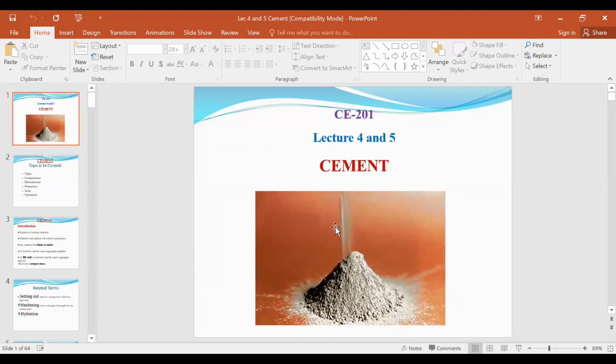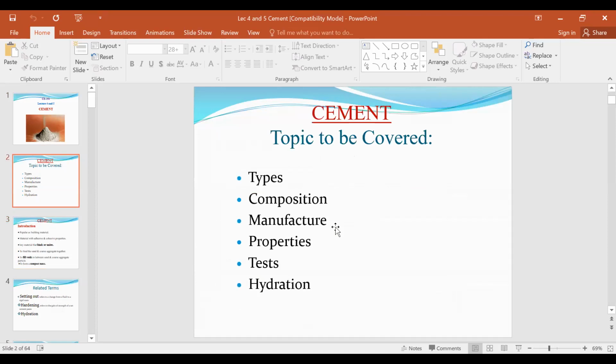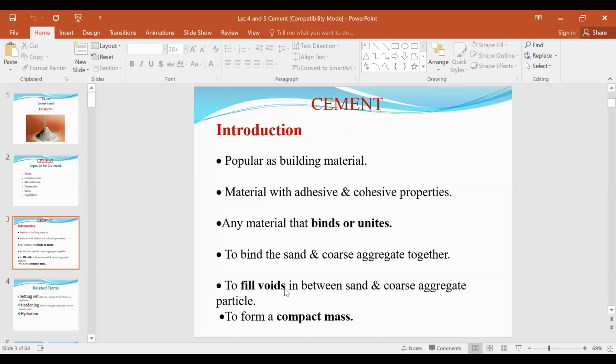That is the first slide of cement, lecture 4 and 5. We will be talking about lecture 4, and these are the topics which will be covered: composition, manufacture, types, properties, tests, and hydration. Today we will most probably confine ourselves to after manufacturing. The tests and other issues will be covered in lecture 5. Hydration will be covered in lecture 6.